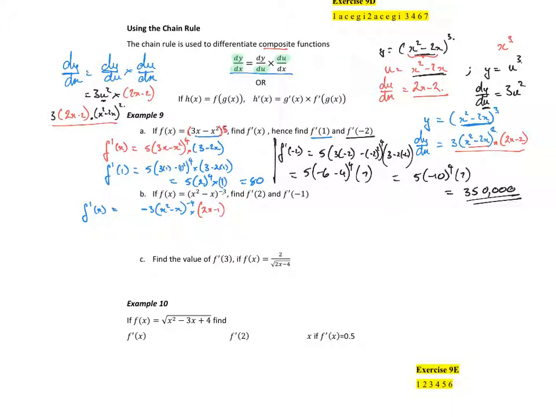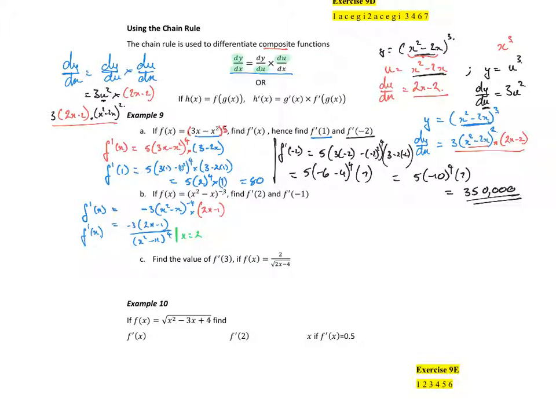We can tidy it up into a fraction first if you wish: 2x minus 1 on top with a negative 3 over x squared minus x to the power of 4 on the bottom. All right, so there's my derivative. Let's work it out at x equal to 2.